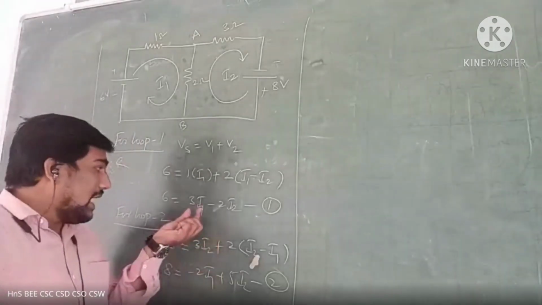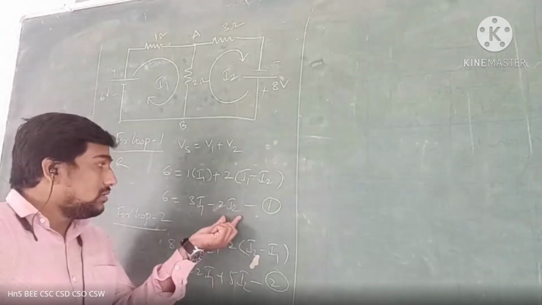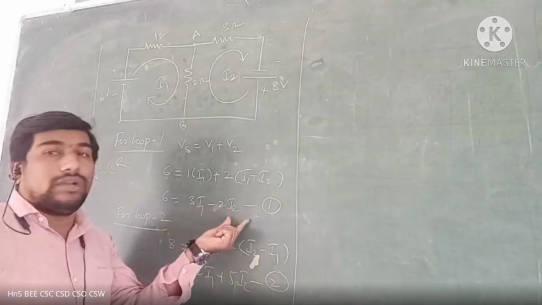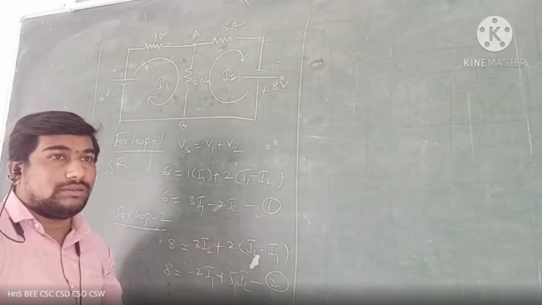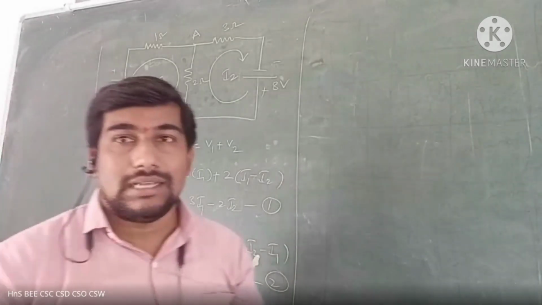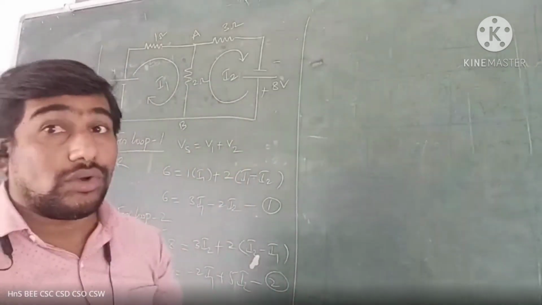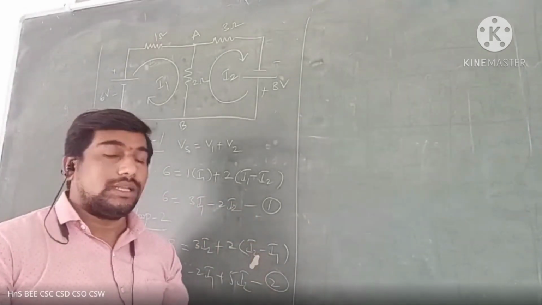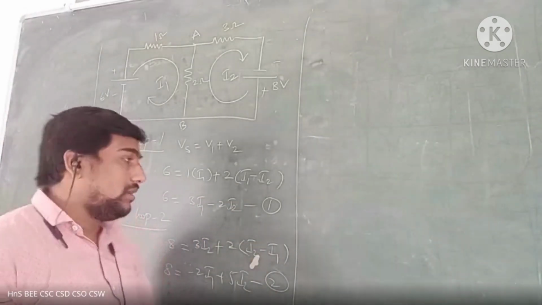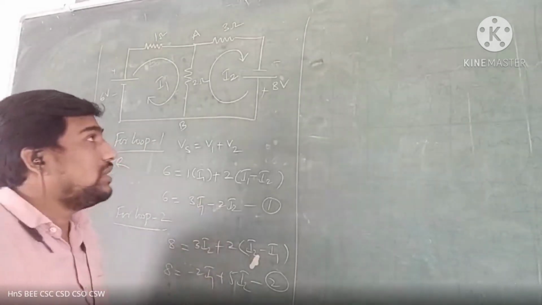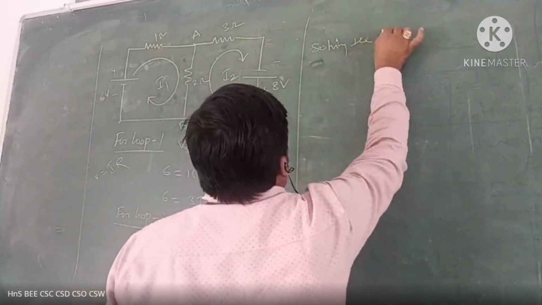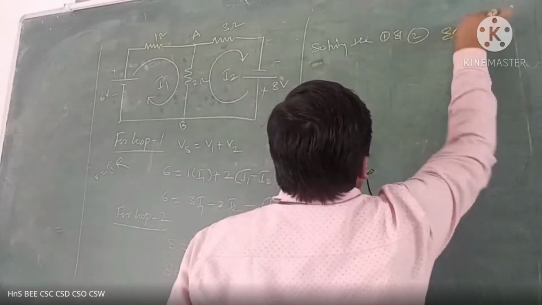Sir, we already know I1 and I2 are both unknowns. In our given circuit, we have two equations, equation 1 and equation 2. Solve equations 1 and 2, and we get the I1 value and I2 value. You are already very familiar with this mathematics from intermediate or 10th class or 9th class. Two equations and two unknowns. Just solve the 1 and 2 equations.